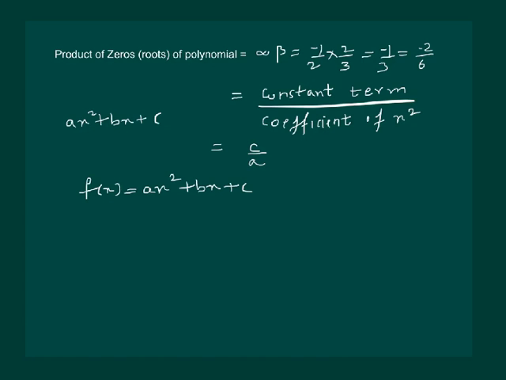We sum up by saying that if f(x) is a quadratic polynomial and alpha and beta are the zeros or the roots of this polynomial, then the sum of the roots is equal to minus b by a, and the product of the roots is c by a. We shall use this as a formula. And again we have seen that zeros of the polynomial are closely connected to its coefficients.